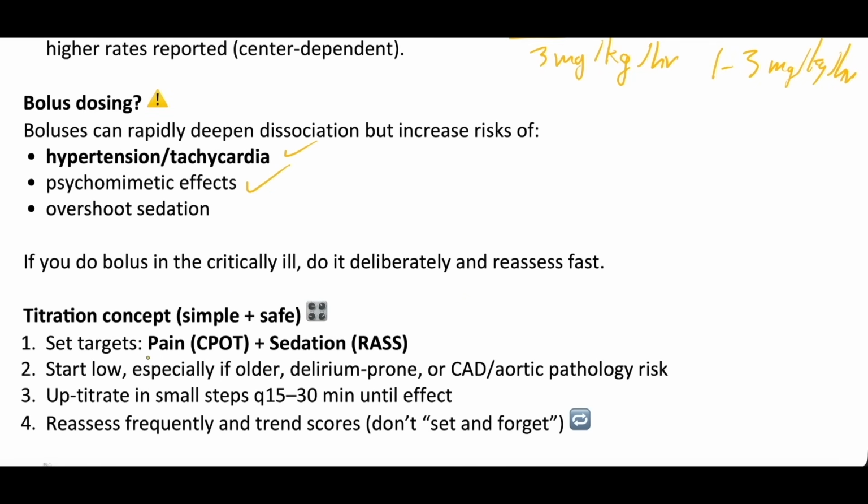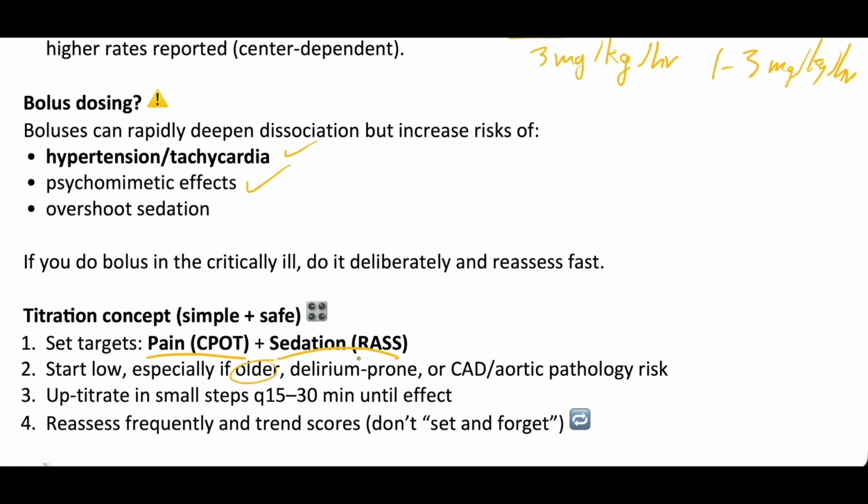So, titration concept, just keeping it simple. Decide what you're going to target. Are you giving it for pain, in which case target that CPOT score and keep doses probably less than 0.5 milligrams per kilogram? Or are you targeting sedation, which is that RASS score, and your doses are going to be somewhere like 1 to 3 milligrams per kilogram per hour? Start low though. You can always give more.